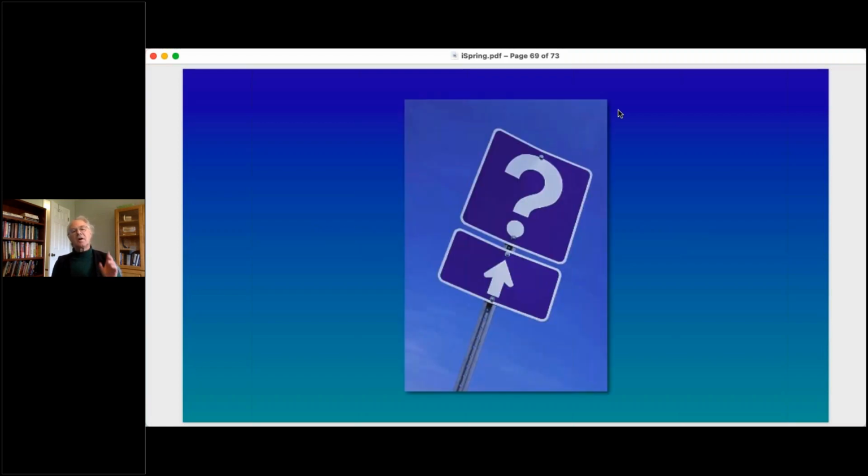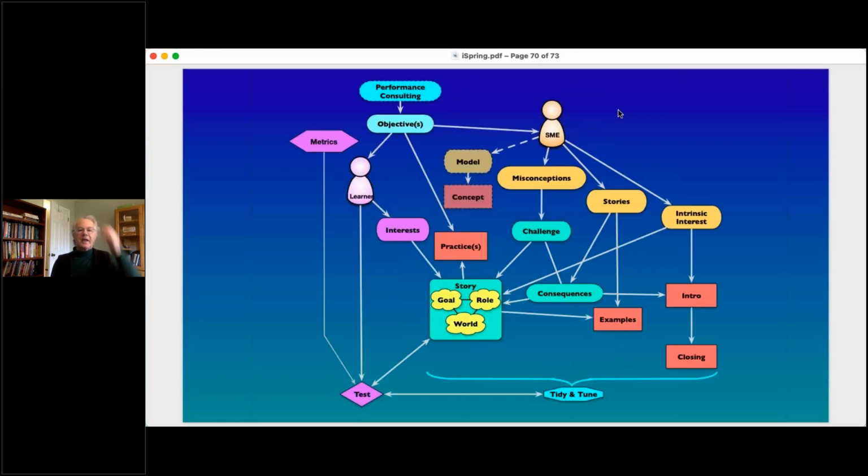So how do we make this happen? How do we bake engagement into what we do? How do we make it systematic? How do we do this properly? You need a process. And this is a very coarse overview of the process that I've created to represent.